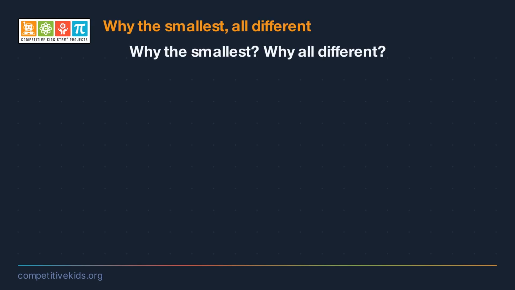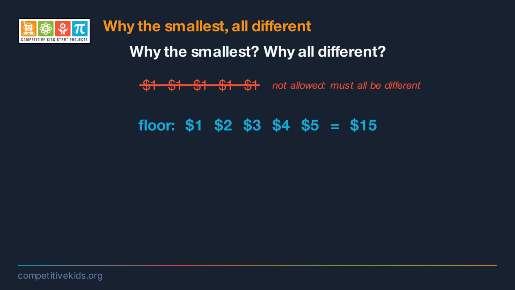Why the smallest, and why all different? The 5 others must be different positive dollars. They cannot all be 1. So the smallest set is 1, 2, 3, 4, and 5. That adds to just $15, and you cannot go lower.